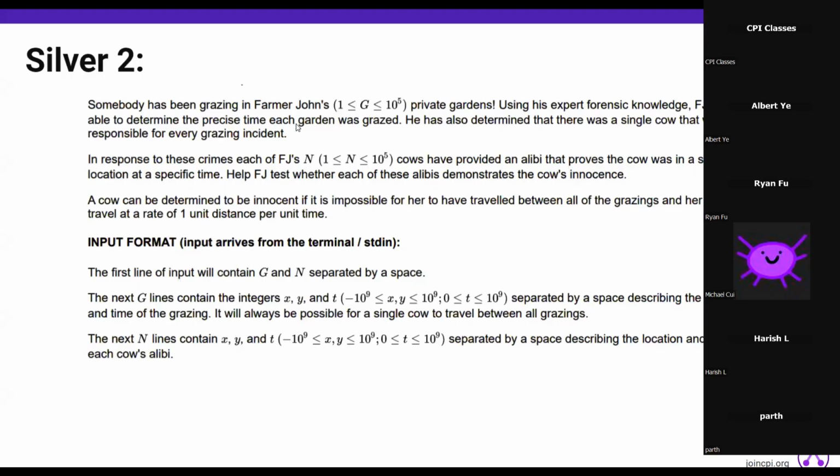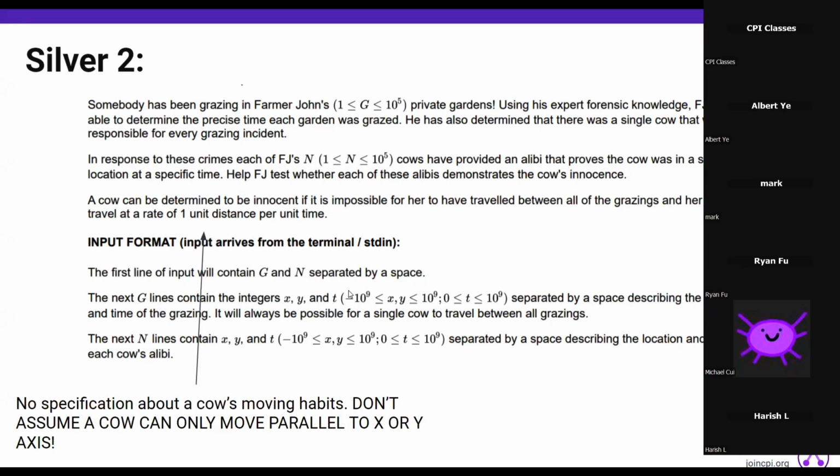Okay, so for this problem, Farmer John has 5 gardens, and for each garden, there's a point that a cow will get to, namely X, Y, and T. So a cow can get to point X, Y at time T, and there are n cows, and n cows are trying to prove themselves innocent by saying they are at some point X, Y at time T.